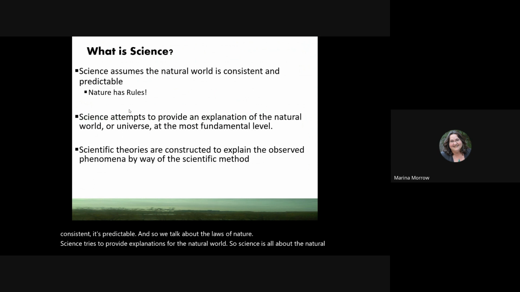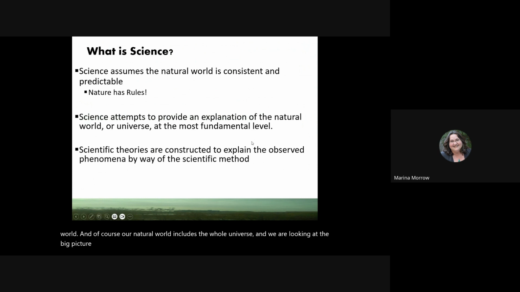And of course, our natural world includes the whole universe. And we are looking at the big picture and the most fundamental picture. So we are looking at atoms and forces. So scientific theories are constructed to explain the observed phenomena. And we use what's called the scientific method to progress in understanding.